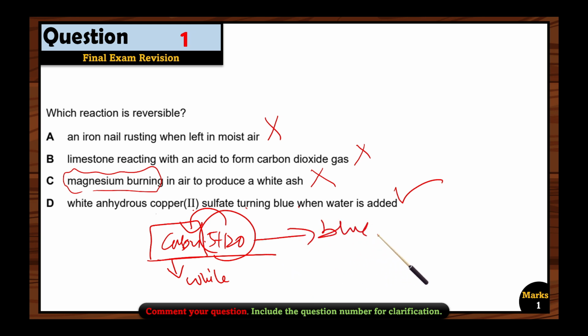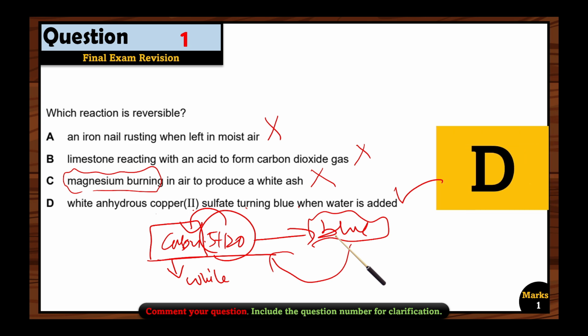So that's why the anhydrous copper sulfate turning blue when water is added is a reversible reaction. You can reverse it by heating these blue crystals. When you heat it, the water will evaporate and you will get back your white crystals again. So that's why option D is the right option.